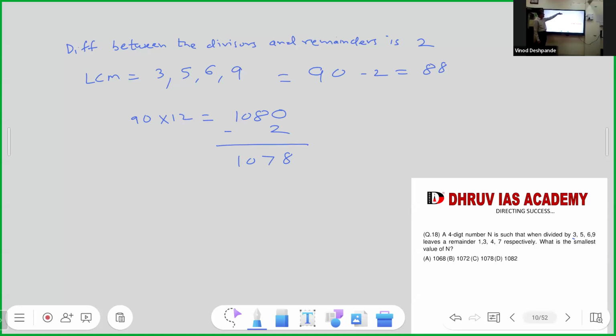So every time if you subtract this 2 from the common multiple, then you will get the desired answer. So here the answer is 1078. Okay, so LCM.